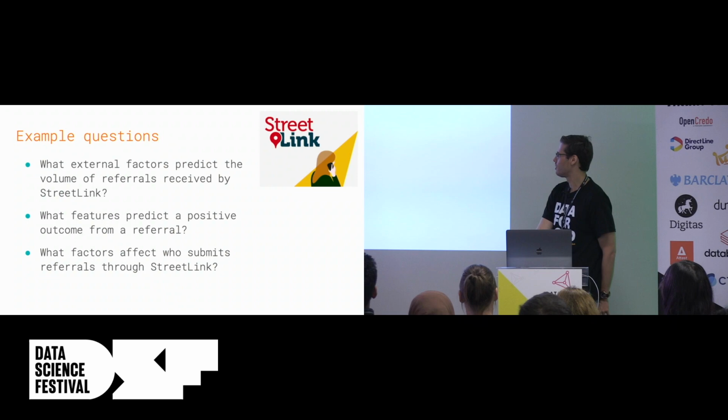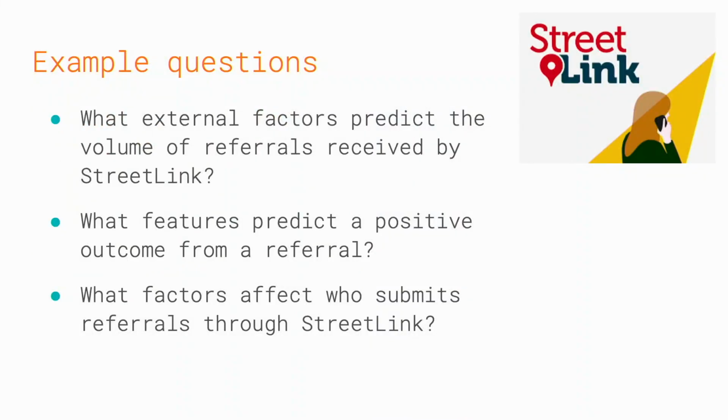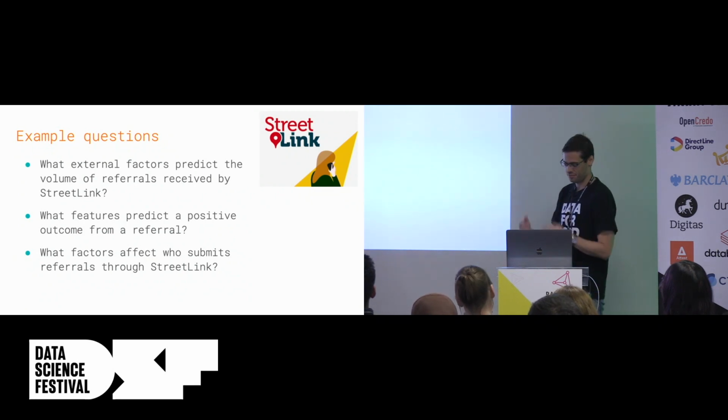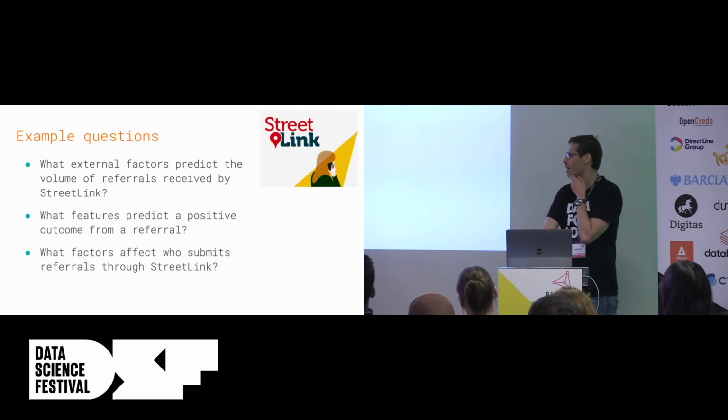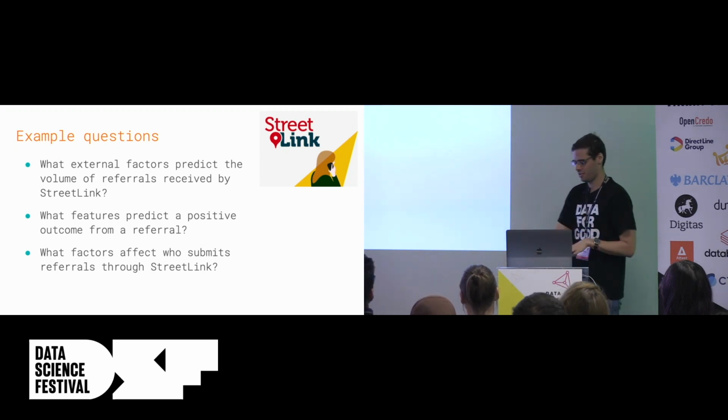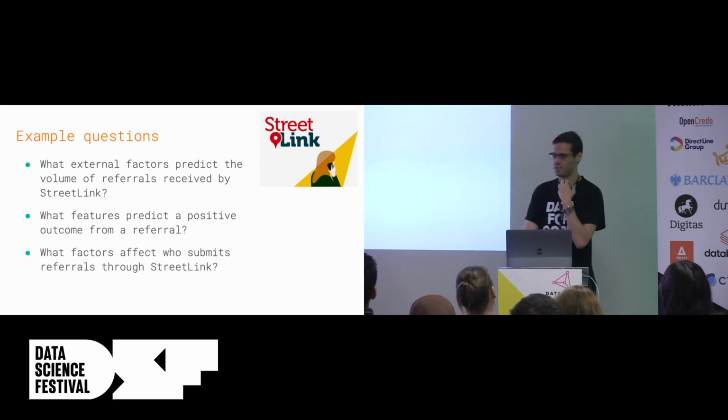Which is good. So, a couple of examples from a project that we scoped with StreetLink. It's an application that you can use to refer people on the street, and they wanted to understand what external factors predict the volume of referrals received by StreetLink, right? So this is an open-ended question, but you can specialize. You can list a couple of potential external factors that you're thinking about, and then be more specific. But really, this is not prescriptive. We're not telling how to answer the question. It's still an open-ended question, but it's actionable.